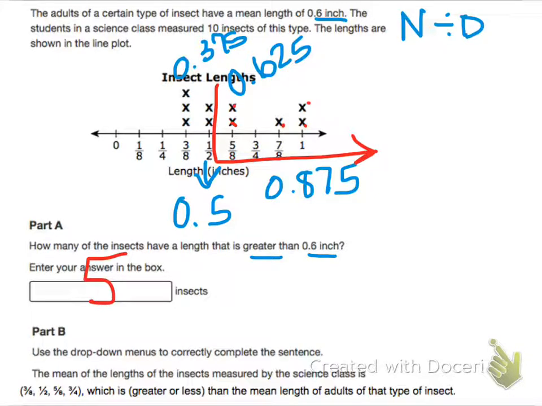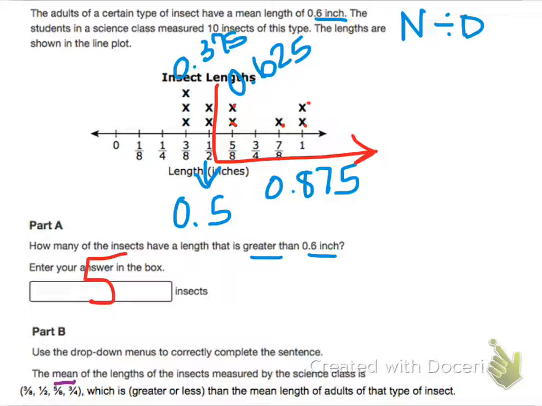Part B says use the drop-down menus to correctly complete the sentence. The mean of the lengths of the insects measured by the science class is blank, which is greater or less than the mean length of adults of that type of insect, which we know is 0.6. They told us that in the beginning. So to find the mean, you simply add up all the data points and divide by how many there are.